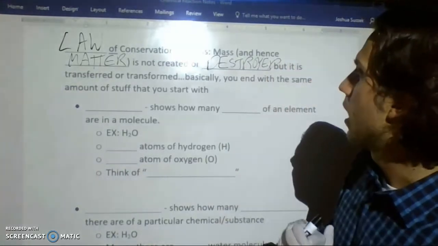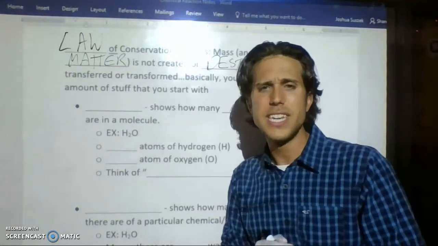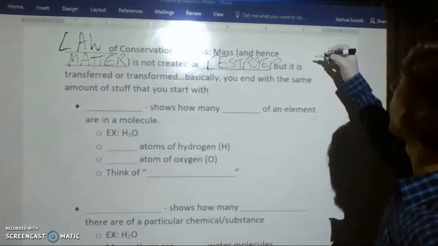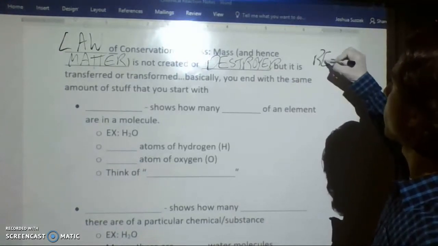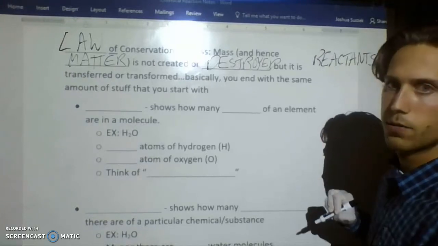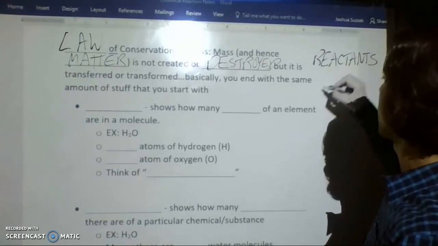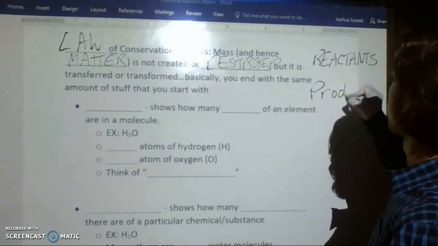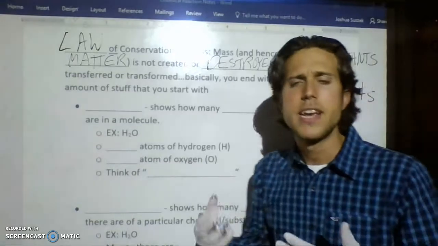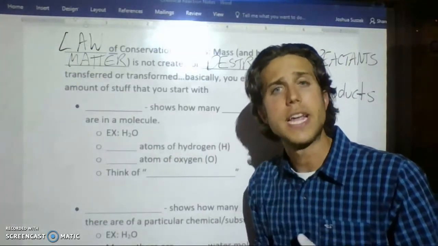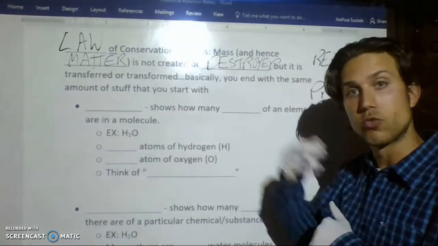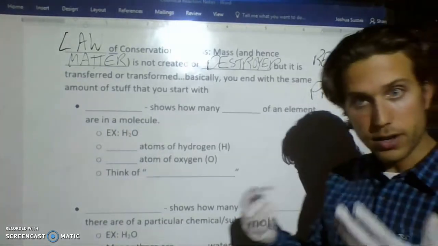Now, a couple key terms that I want you to know. I actually don't have them here, so maybe you can jot them down on the side. We have our reactants, and we have our products. The reactants are what's going into a chemical equation. What is reacting? We also have our products.